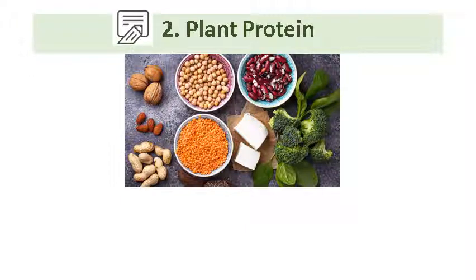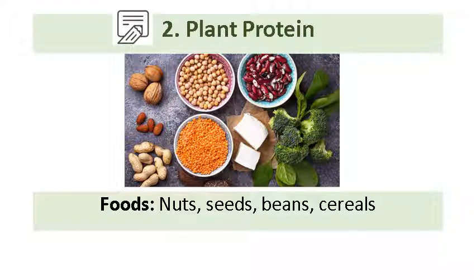Next you have plant protein. So from animal protein to plant protein. So plants, nuts, seeds, beans, cereals. Also beans and pulses. So these come in the form of lentils, beans, and so on. So pulses, cereals, etc.